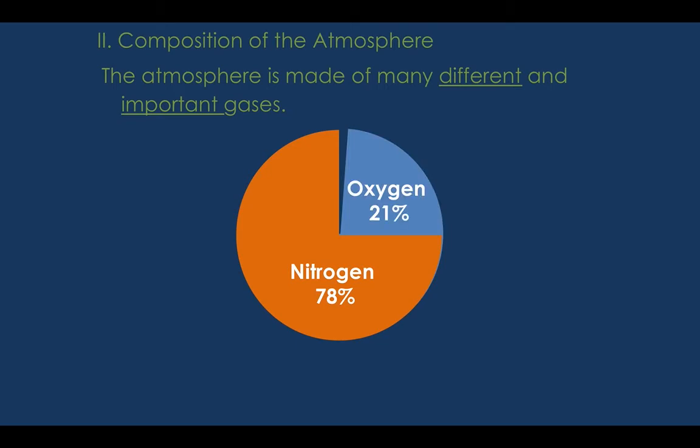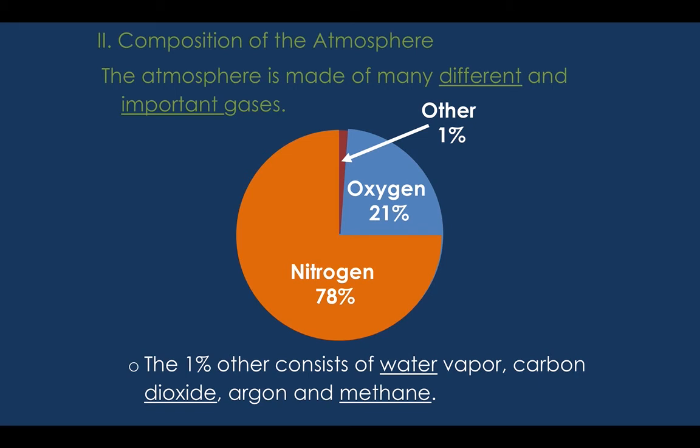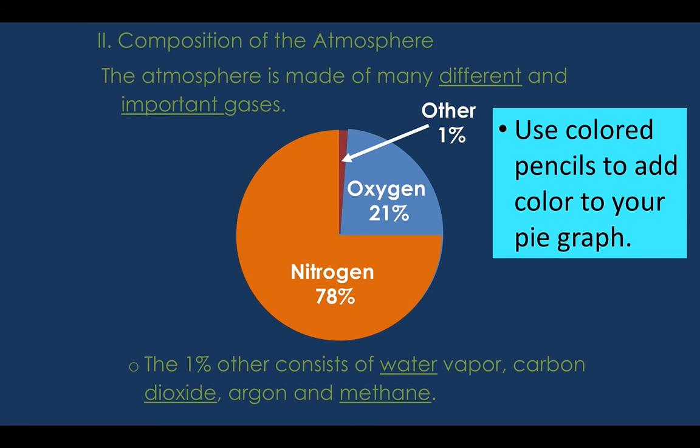So oxygen makes up about 21%. And then for right now, we're just going to call that rest of it other. And other is like the other 1%. And that's a whole mixture of lots and lots of different gases. These are just a few of the things that make up the rest, but water vapor, carbon dioxide, argon, and methane are the big ones. All right, at this point, I want you to pause for a second and use the colored pencils to add color to your pie graph.